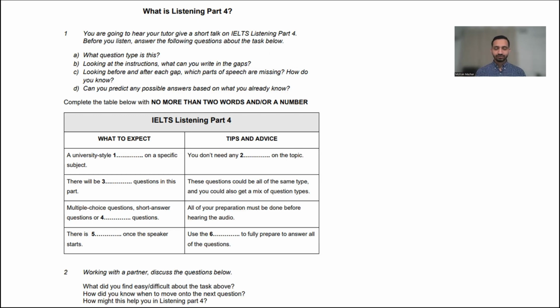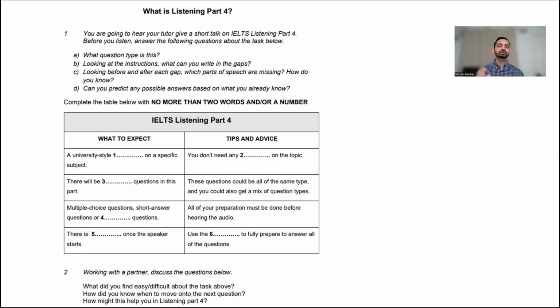All right, let's look at our first activity. What is listening part 4? You are going to hear your tutor give a talk. So I'm going to actually give a talk right now, and I want you to do this exercise with me. We are going to talk about this today. All right, here we go. I'm going to read this to you.